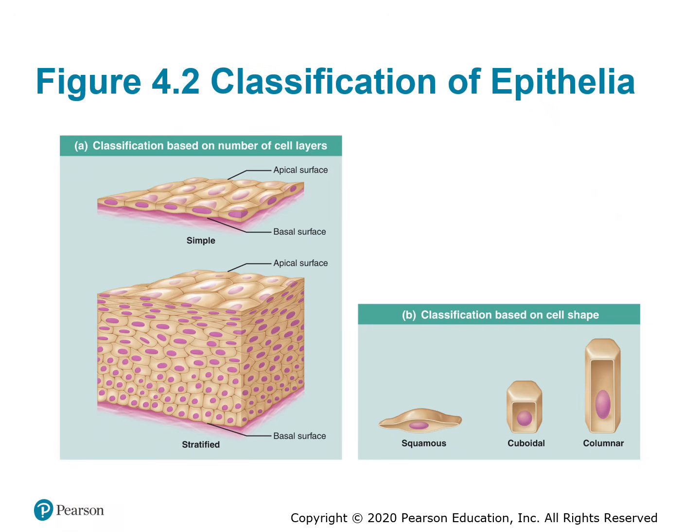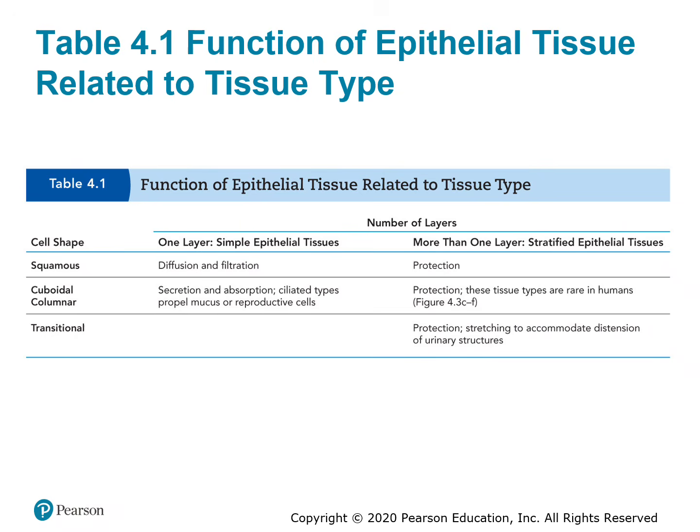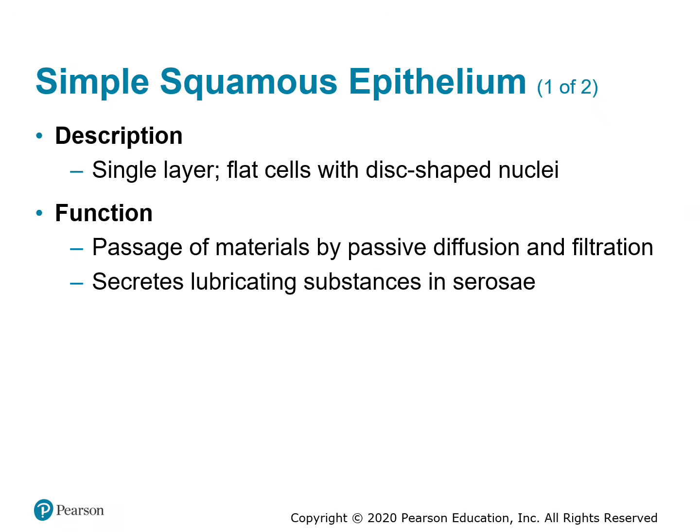Better drawings of the things that I have just drawn. These are all of the layers in a stratified. That's that one single layer attached to the basement membrane in the simple. Squamous being flat, cuboidal having cubes, columnar being column shaped. A graph that says all of the things that I just said.